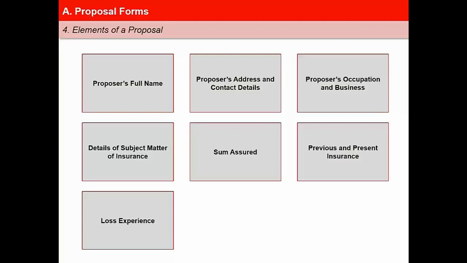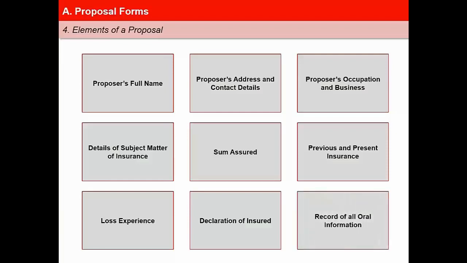Eighth, declaration by the insured. The proposal form includes a declaration by the insured that the answers are true and accurate, and he agrees that the form shall be the basis of the insurance contract. And ninth, record of all oral information. The insurance company has a duty to record all the information received, even orally, which the agent has to keep in mind by way of follow-up.